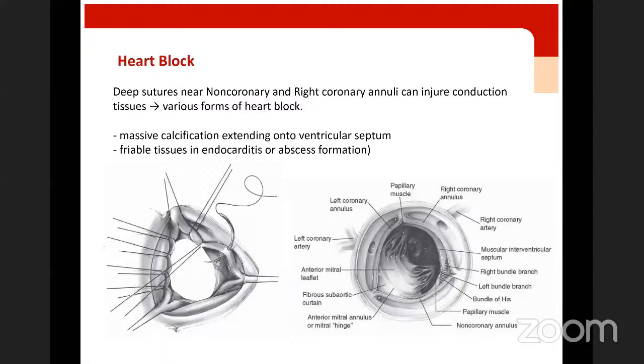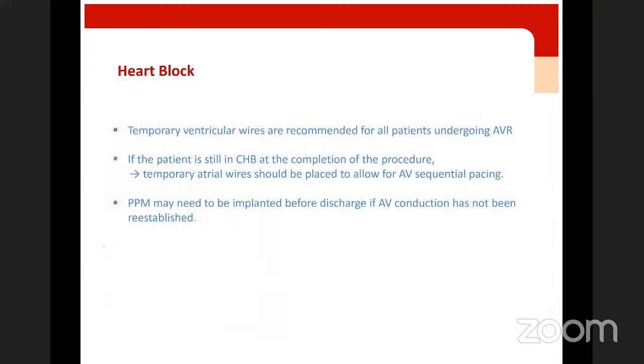This complication can easily happen if there is massive calcification extending into the ventricular septum, and also if there is infective endocarditis with friable tissue. So a temporary pacing wire in the RV is recommended for all patients undergoing aortic valve surgery. If the patient is still in complete heart block at the time of completion of surgery, then temporary atrial wires should also be placed to allow AV sequential pacing. A permanent pacemaker, however, might need to be implanted before the patient is discharged if the AV conduction has not yet been reestablished.